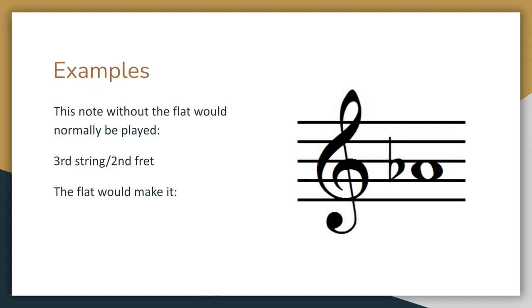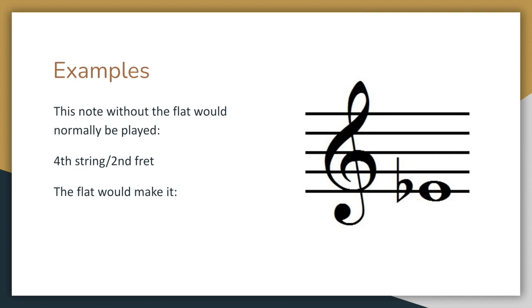So let's take a look at some examples of how the flats would work. So first off, this first note here that we have without the flat would be 3rd string, 2nd fret. Once we add the flat, then we would play 3rd string, 1st fret. So again, 2nd fret, lowered down to the 1st fret.